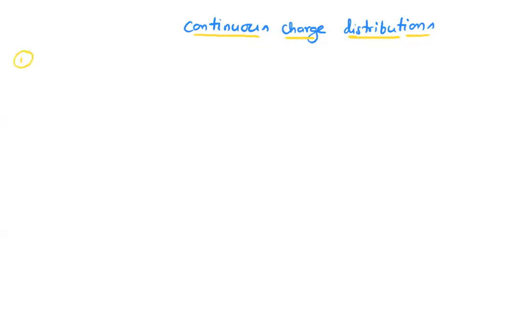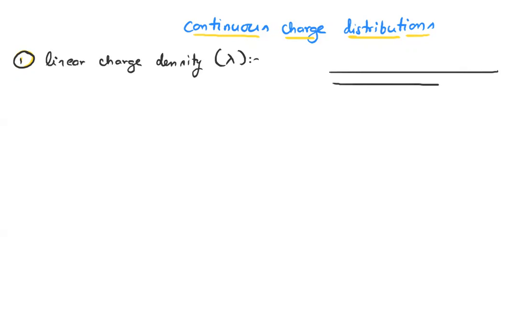The first one is linear charge density, which is denoted with lambda. Suppose you take a rod, and the charge is uniformly distributed linearly with a linear charge density lambda. Then I would like to find the charge over a small length dx, that is dq. Here lambda is called linear charge density. The definition of linear charge density is charge per unit length.